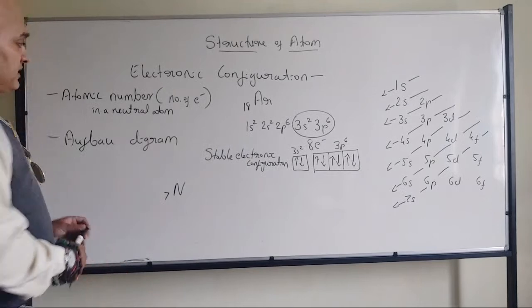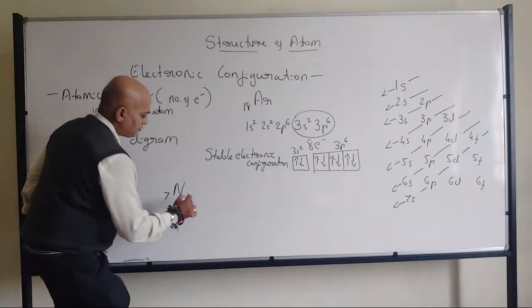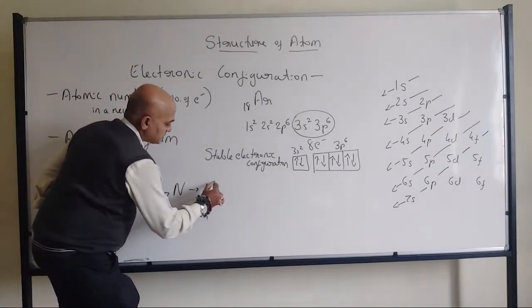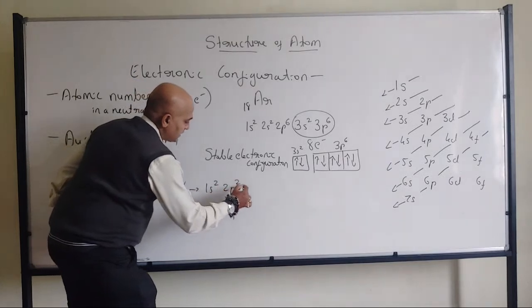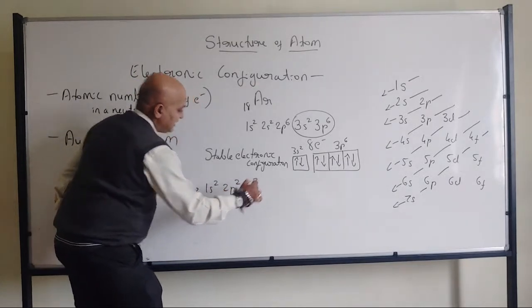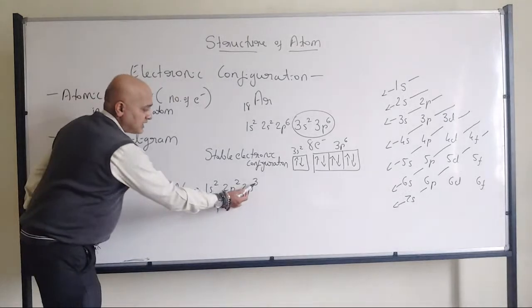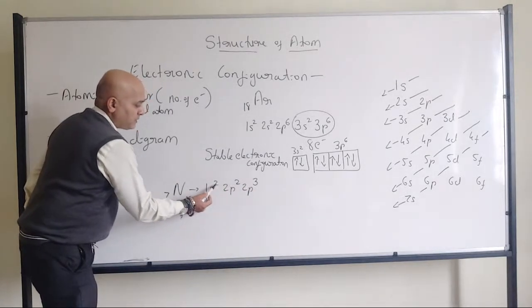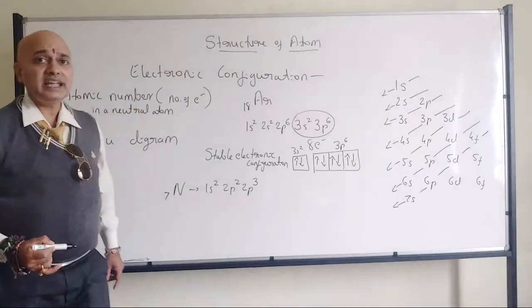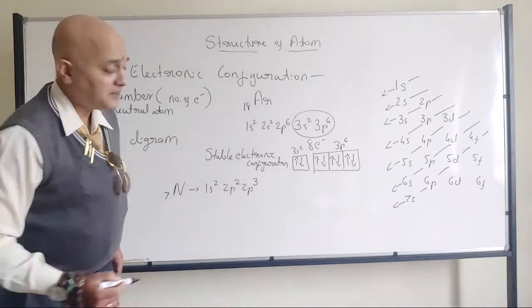Yeah, all of you have written the electronic configuration for nitrogen already. Very good. So 1s2, 2s2, 2p3, right? So 3 plus 2, 5, 5 plus 2, 7. That's why we have the 7 electrons, right?